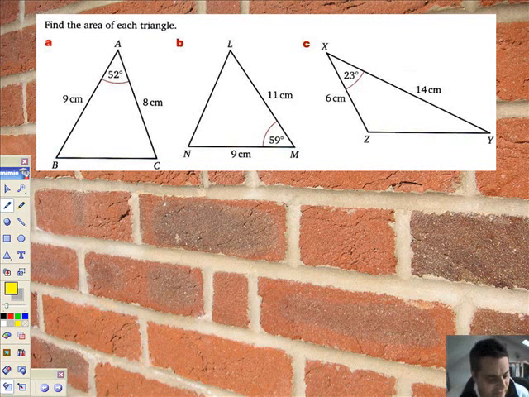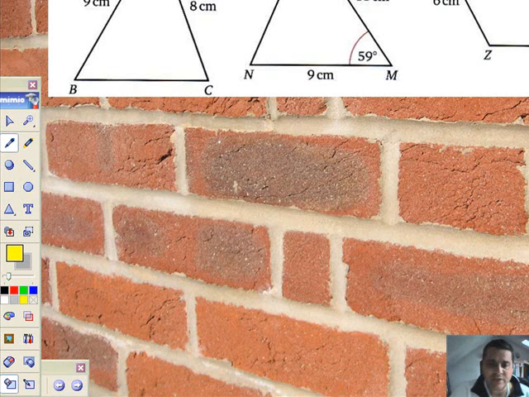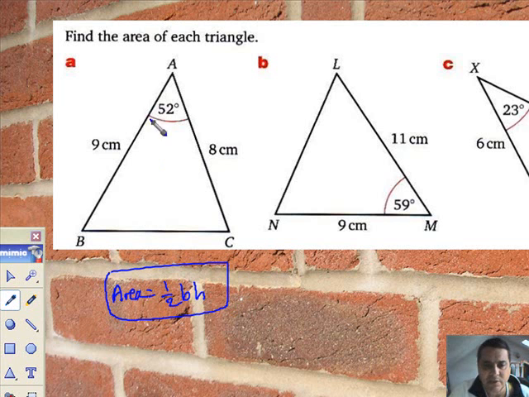22.3 on page 335 deals with finding the area of a triangle that we use in trigonometry. Traditionally we're used to finding the area of a triangle as half times the base times the height. That's what we've been used to so far. But on this occasion we don't have a height, we don't have a base.